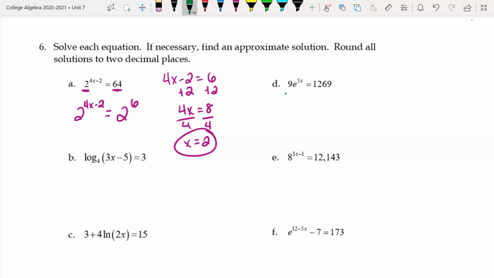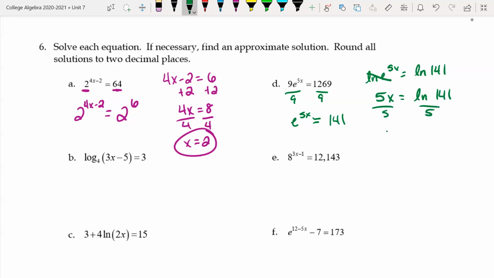Next one, I want to get the e by itself, so I'm going to divide by 9. E to the 5x equals 141. Now to get rid of e, you take the natural log of both sides, so here's what it's going to look like. That's going to cancel, so I get 5x equals natural log of 141. Then I'm going to divide by 5. I would type all that into my calculator, natural log of 141 divided by 5, and I would get 0.990.